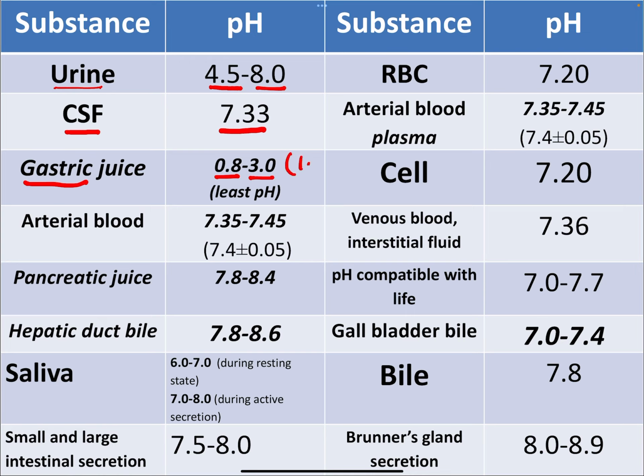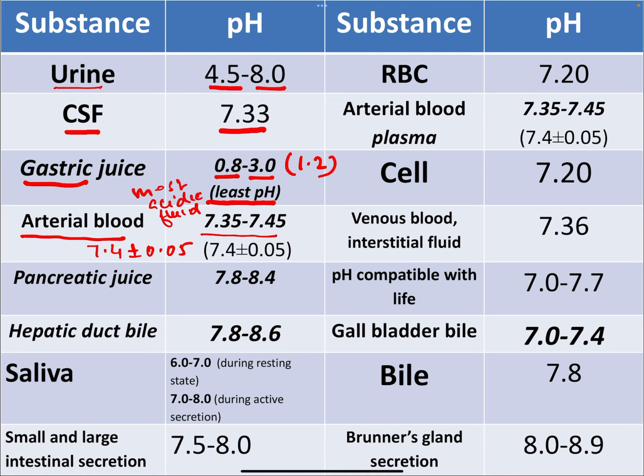The average is 1.2 and it has the lowest pH, so this is the most acidic fluid. Gastric juice is the most acidic fluid, and the pH of the arterial blood is 7.35 to 7.45. You can also say here that it is 7.4 plus minus 0.05.